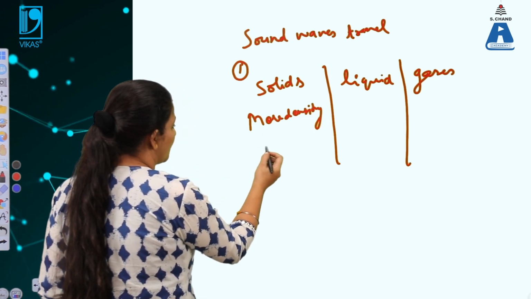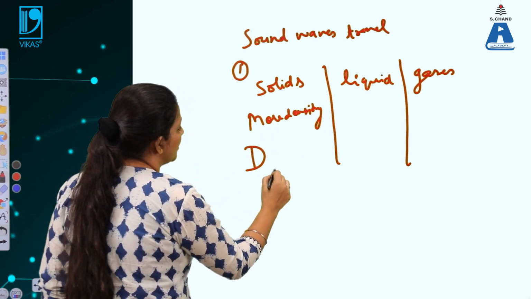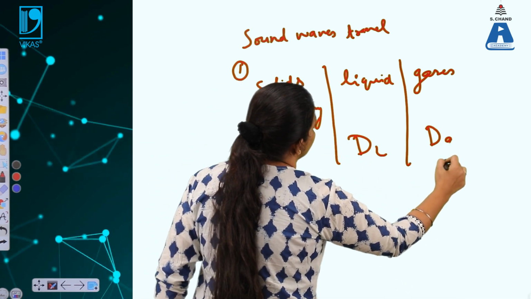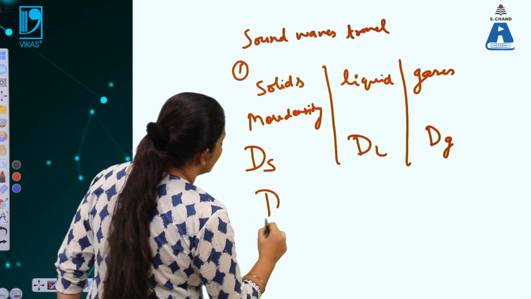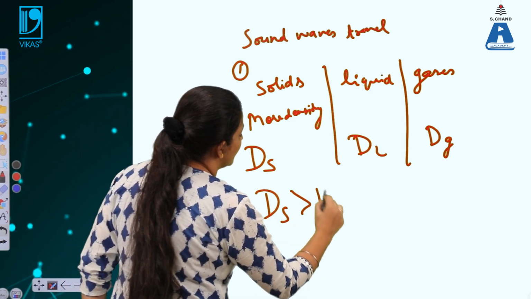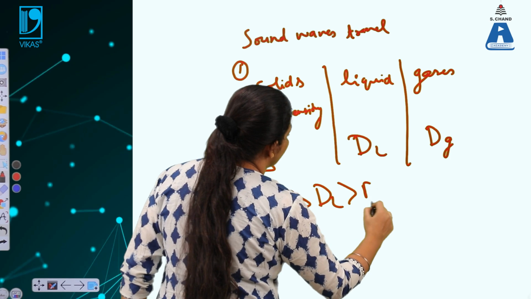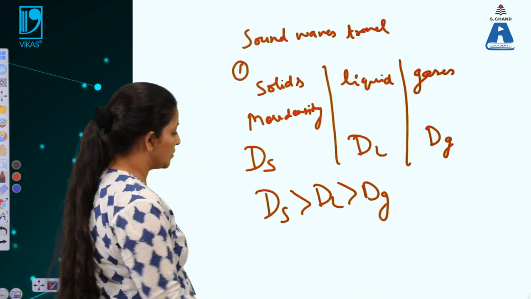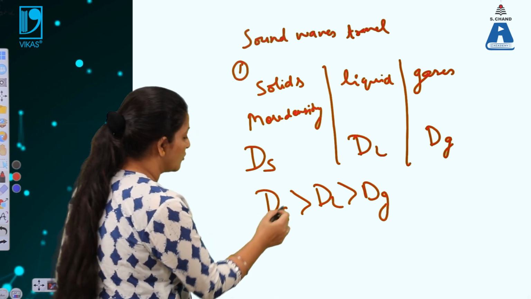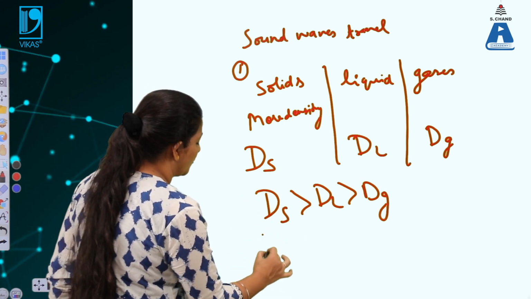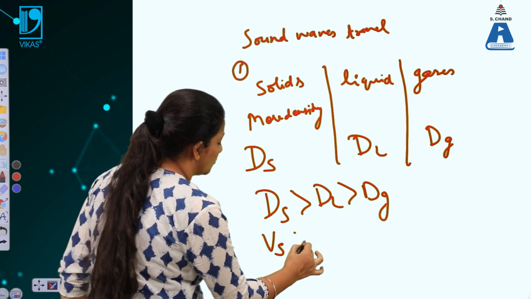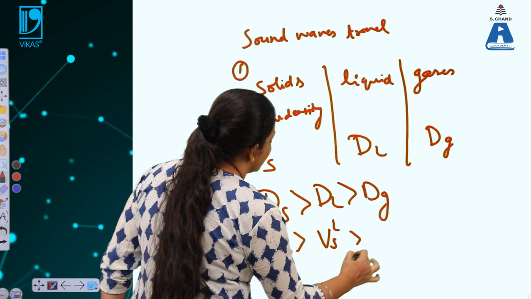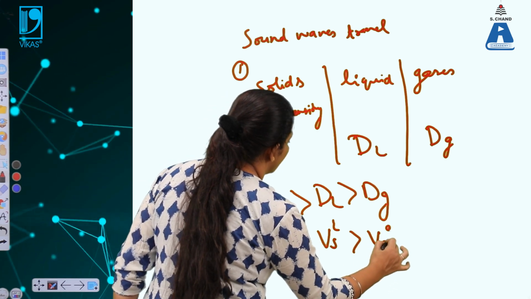More dense means density of the solids is ds, density of the liquid is dl, and density of gases is dg. Now we know that ds is more than dl, and that is more than dg. So this is the density of solids, liquids and gases. So if their density is more, automatically the speed of sound waves in solids is more than the speed of sound waves in liquids, than the speed of sound waves in gases.